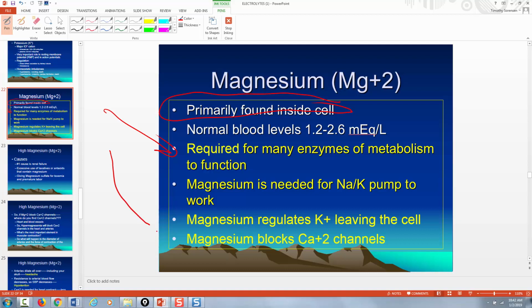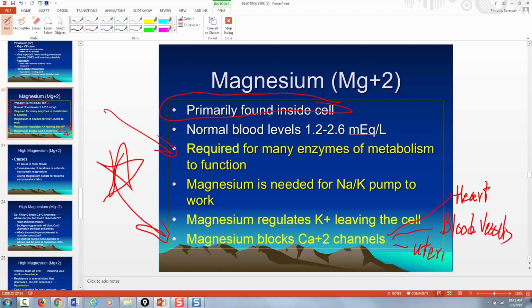Probably the most important thing, I'm going to draw a star. See, look at that. Magnesium blocks calcium channels. I'm going to say that again. Magnesium blocks calcium channels. And where do you find calcium channels? In the cell membrane. You find it in the heart, blood vessels, arteries. Right? And you find it in smooth muscle. So uterus, bladder, places like that.